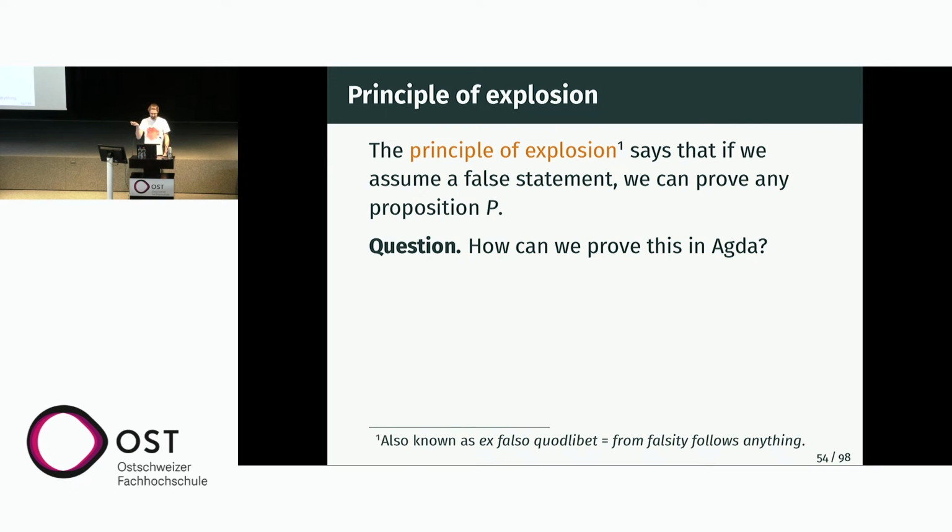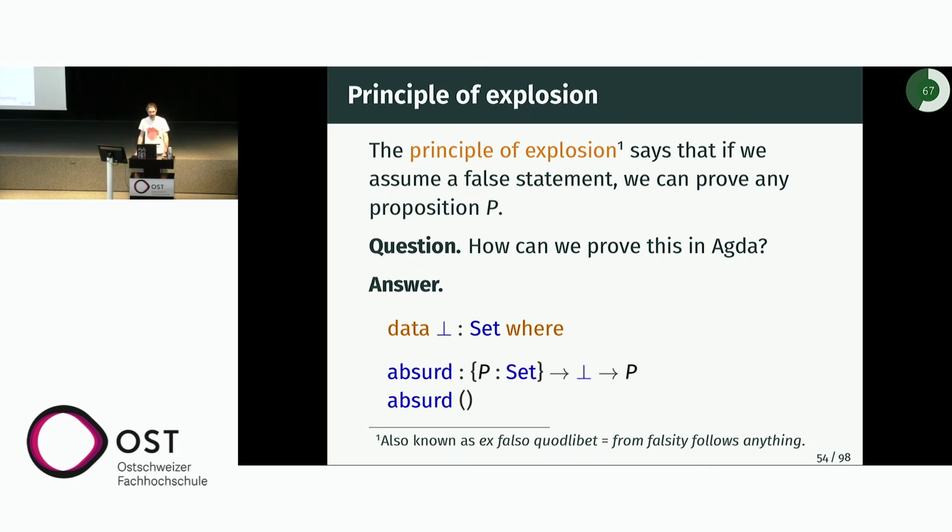So how do we prove this in Agda? Well, we first need some type to correspond to the false proposition. So that's this so-called bottom type, right? That's a data type with zero constructors. And then we can prove any proposition P from that. So you write a function from the empty type to P. And to do that, we use this absurd pattern, saying there are no possible constructors. So you can just skip the right-hand side for this clause.